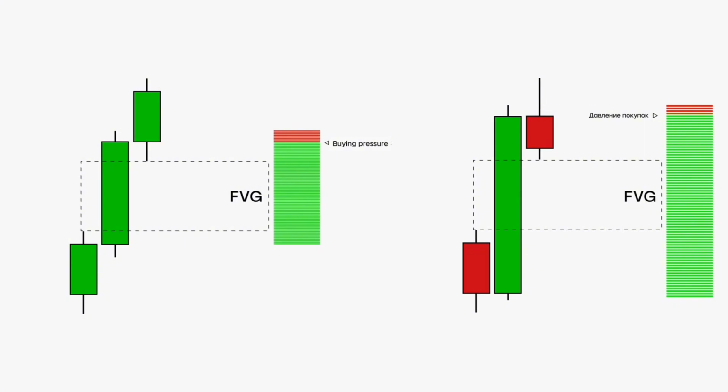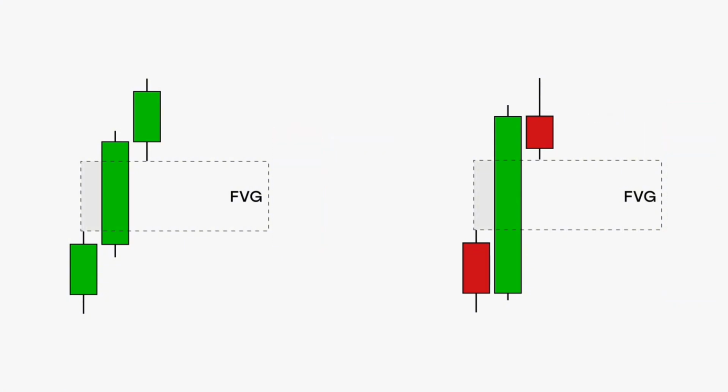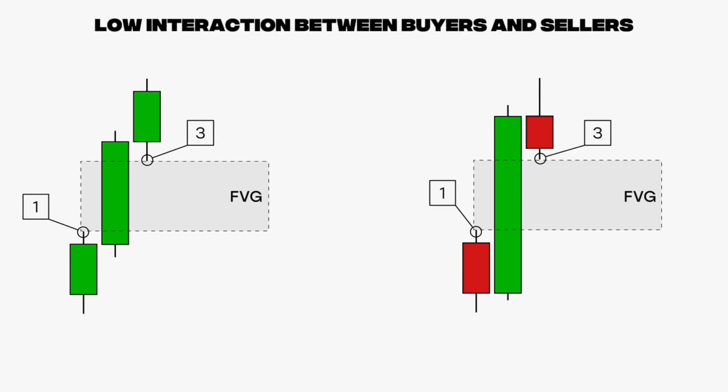This is what led to the rapid upward price movement and the formation of a gap between the high of the first candle and the low of the third candle. In this area, either there were no trades at all or they occurred in minimal volume. The price simply jumped over several levels, leaving no time for proper interaction between buyers and sellers.